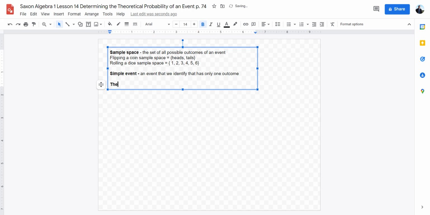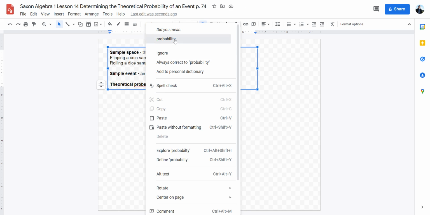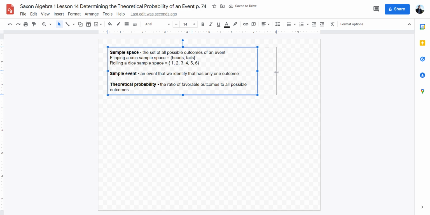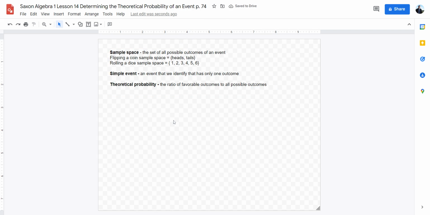And then lastly, the theoretical probability. That's what this lesson is all about. Theoretical probability is the ratio of favorable outcomes. And again, those are outcomes that we identify as the thing that we're looking for. Let me make sure I spelled probability right. I think I missed a few letters at the end there. The ratio of favorable outcomes to all possible outcomes. How do we find all possible outcomes? Well, we look at our sample space where we listed all possible outcomes.